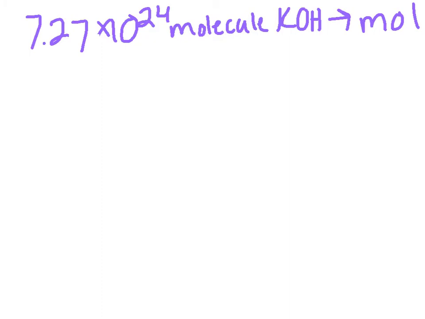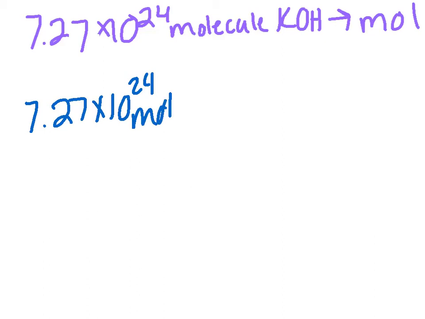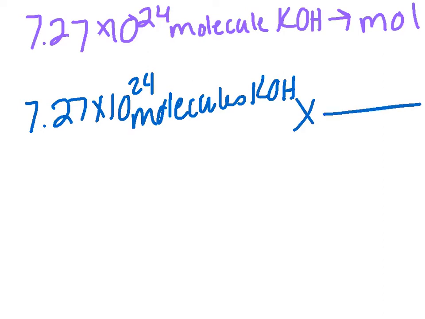Alright, with that same information, 1 mole equals 6.02 times 10 to the 23rd of whatever it is we're talking about. We can do problems where we start with a number of molecules or atoms and end up in moles, like we're going to do here. So the information we're given from the problem is that we are starting with 7.27 times 10 to the 24th molecules of potassium hydroxide. Okay? I need to figure out how many moles that is.